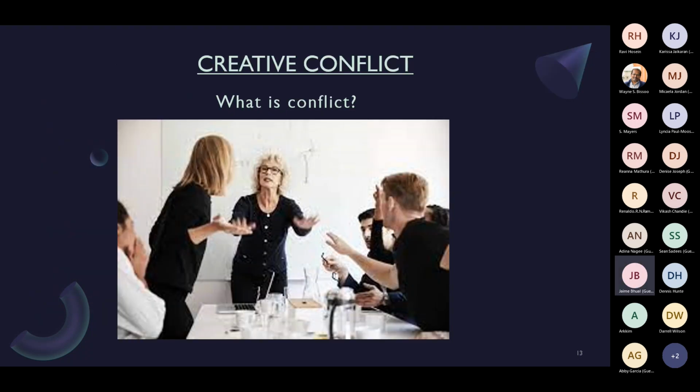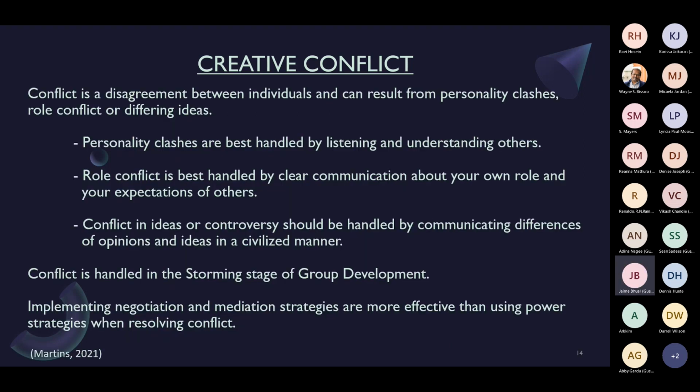So what do you think conflict is? Or what comes to mind when you think of that word, conflict? Do you get a knot in the stomach when you think about it? Do you feel anxious? Nobody has feelings, so what's conflict? Well, I guess it's usually a negative feeling everybody would have, right? Conflict is really a disagreement between individuals and can result from personality clashes, role conflict, or differences of ideas.